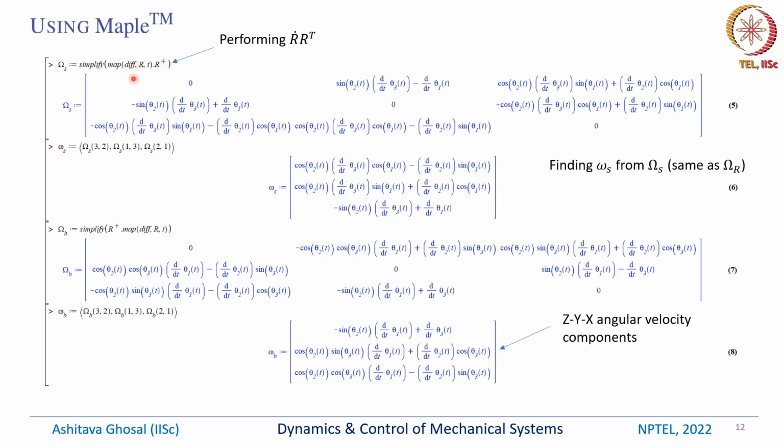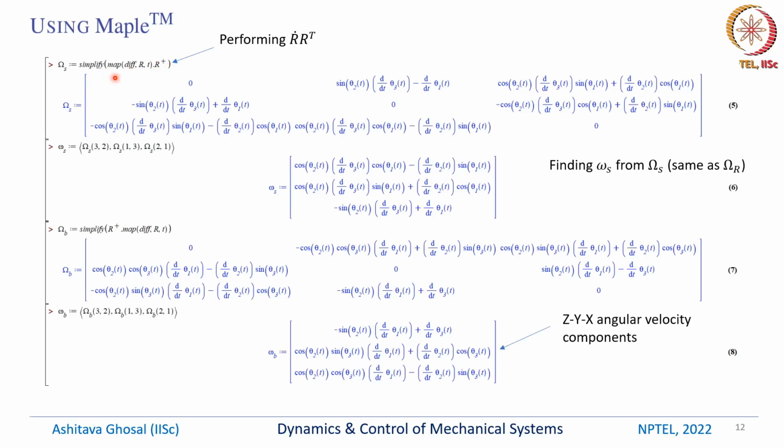When you say diff R(t), it is trying to compute R dot. And then when you say this dot R transpose, remember transpose corresponds to a plus. So when you type R transpose, R plus, it will go back and see what R was earlier, and then it will take the transpose of that matrix, and then this is R dot. And this simplify is to write it in a compact form.